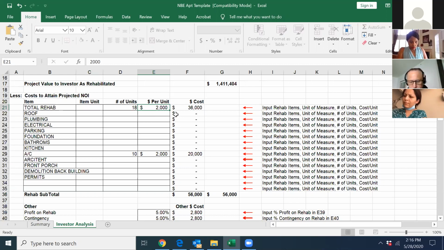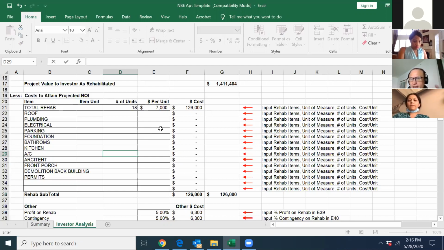So $7,000 per unit for 18 units is $126,000. You see it? I don't need to do anything to the AC. The main thing we need to do is make walls, and in some of the restrooms we're going to add a shower. When we have a half bathroom, we're going to add the shower.